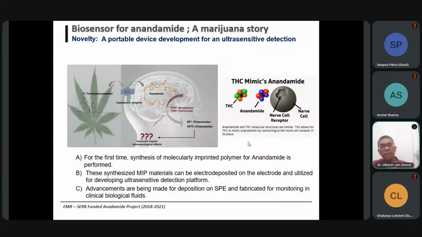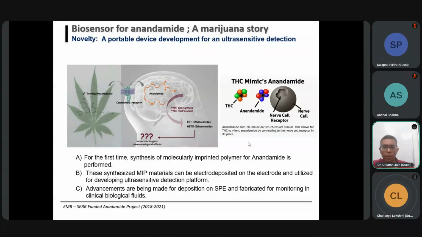One of the most interesting stories was when we were working on a certain neurotransmitter, and we wanted to develop a device for anandamide. We were funded by SERB, and this was one of the top ranked projects; SERB gave excellent ranking for this project. Anandamide is a neurotransmitter, and Anand is a Sanskrit word. It means happiness. And it is the most recently discovered neurotransmitter.